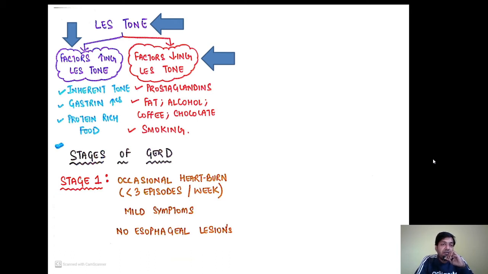What are the factors which are decreasing the lower esophageal sphincter tone? Prostaglandins, fat, alcohol, coffee, chocolate, smoking, all of them are going to decrease the lower esophageal sphincter tone and they are going to increase the risk of GERD.